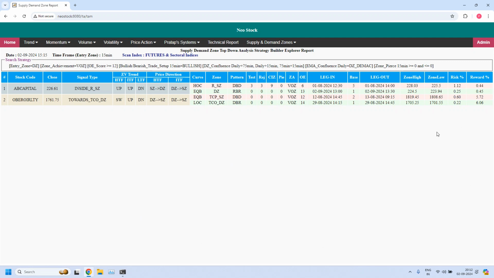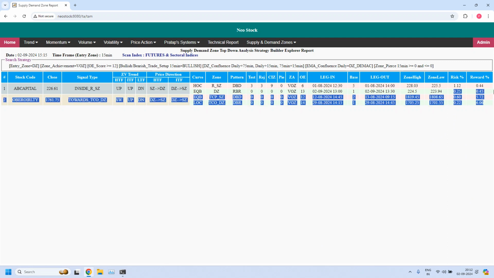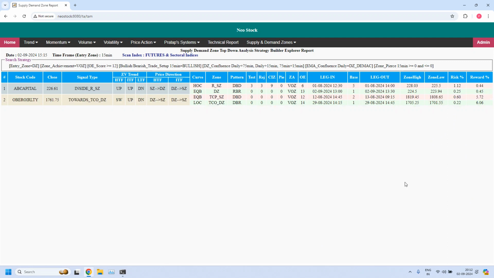But the only problem is the RR is not up to the mark. If you fine tune to 5 minutes and if you can get good RR, you can plan a trade. Otherwise, it's not good. Okay, next.